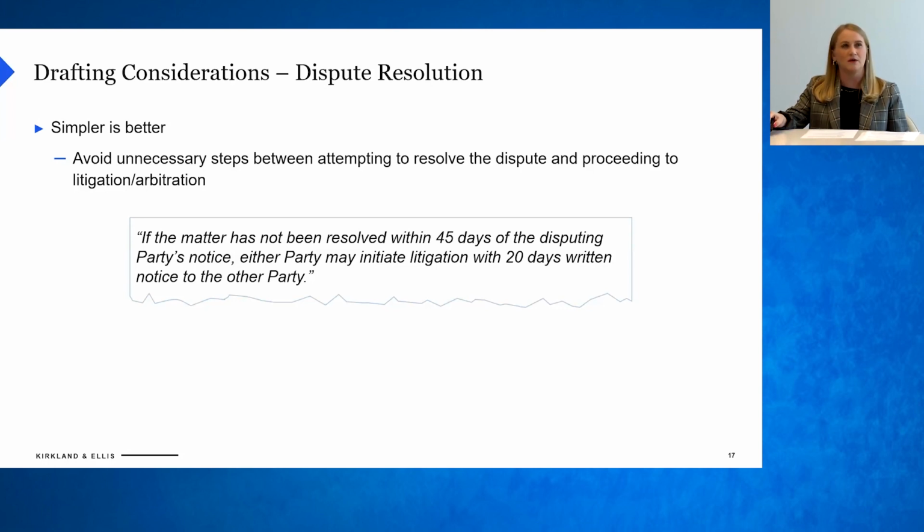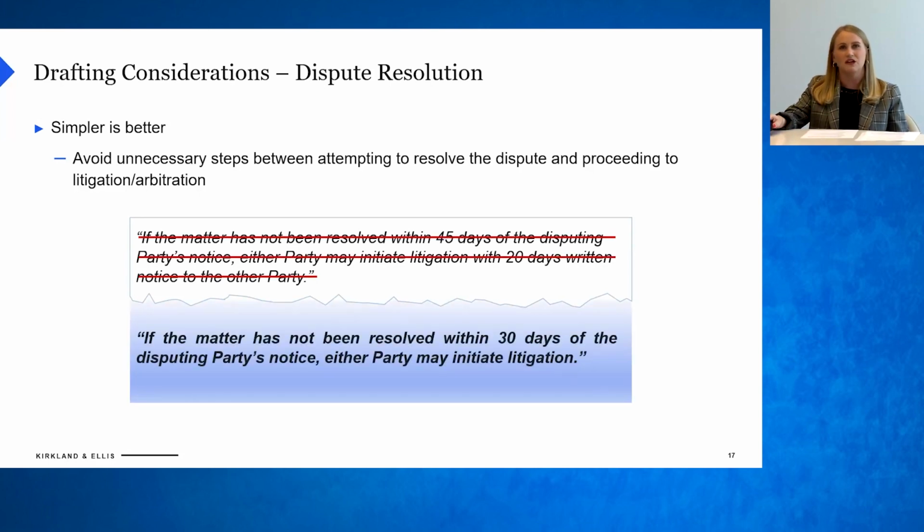So we put here an example: if the matter hasn't been resolved within 45 days of the disputing party's notice, then either party may initiate litigation within 20 days upon written notice to the other party. We would really suggest that just either party may initiate litigation. In reality, the parties are going to discuss with one another and determine whether litigation will be initiated or not. And so it's just cutting out some of the underbrush and moving directly to the point.